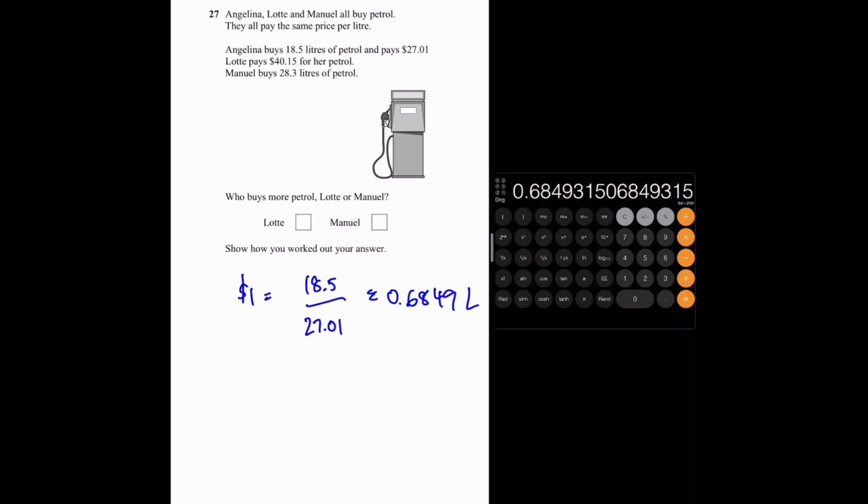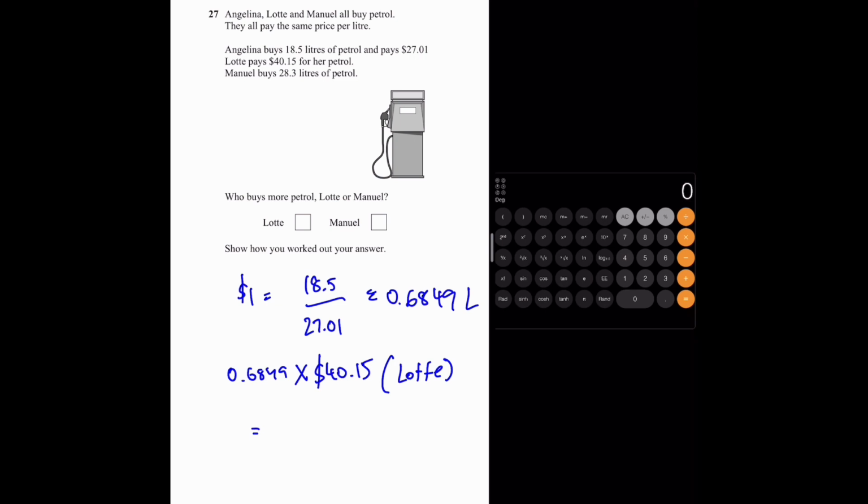Now we just multiply this. 0.6849 multiplied by 40.15, because that is Lotte's payment for petrol. Now we just do that. 0.6849 times 40.15 is equal to 27.498735 liters. And that is less than 28.3 liters, because Manuel buys that much. So actually, Lotte buys way less compared to Manuel, and Manuel buys more petrol.